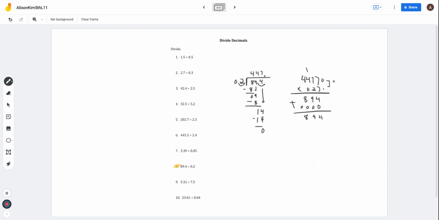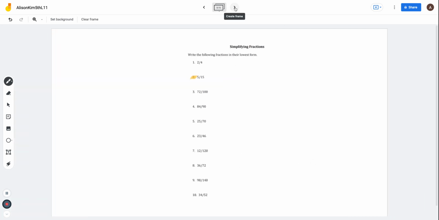But we see that 0.2 has a decimal place of 1, but 447 has 0 decimal places. When you add the 0 and 1, you get 1, so your product is going to have 1 decimal place. So the decimal that's here is going to move to the left once, and your final answer should match up with your dividend, which is 89.4. So your final answer for number 8 is 447. So when you're dividing with decimals, just make sure to move your decimal point back.